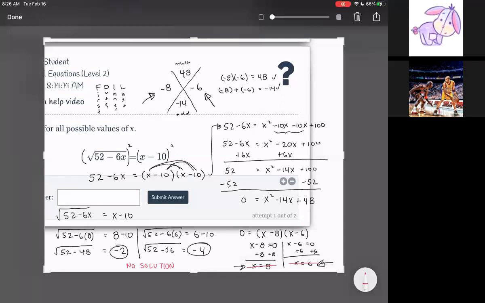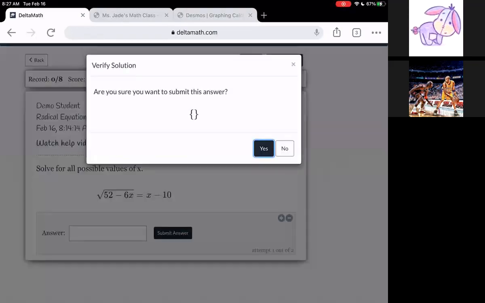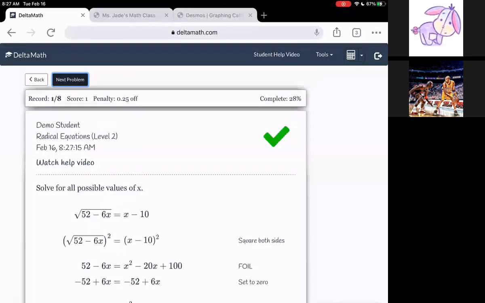And of course, I'll show you how to enter that into Delta Math. But before I do that, are there any questions? So the way you enter in no solution is, I believe, you just submit an empty box. So I'm going to try that. Okay, cool. So you just submit nothing because there was no solution, because all of our square roots ended up as a negative number and you don't want that.